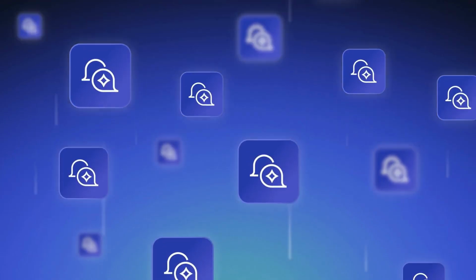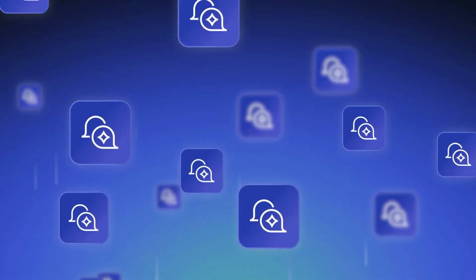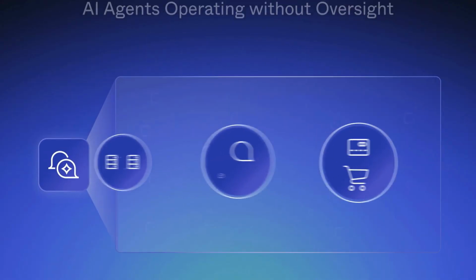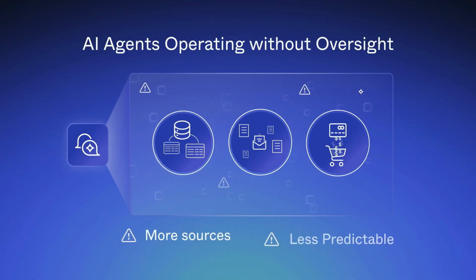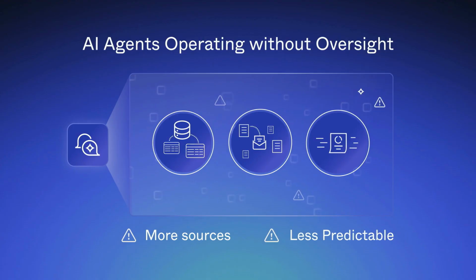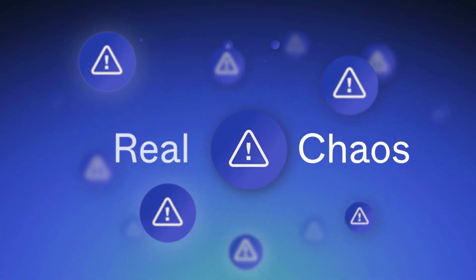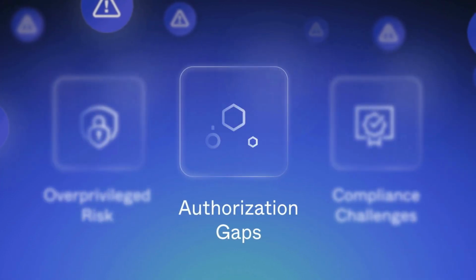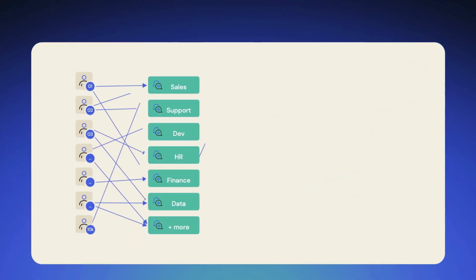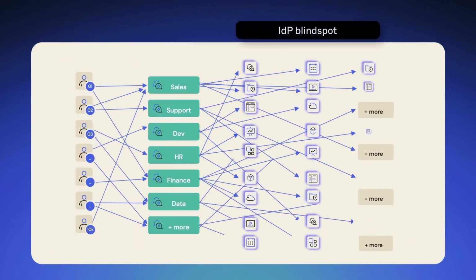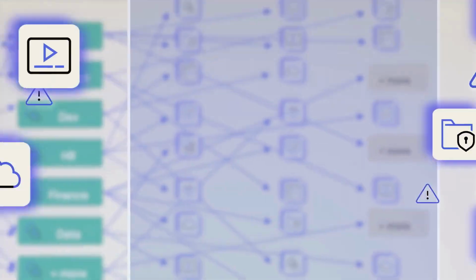As enterprises generate their own AI agents to automate work, they operate without the same restrictions as human users, connecting to more data sources with less predictable patterns than traditional apps, and no real oversight. This can cause real chaos like overprivilege risk, authorization gaps, and compliance challenges. When agents and apps become more interconnected, the unsecured links between them become a primary attack vector.